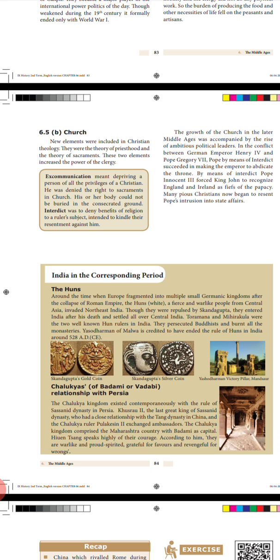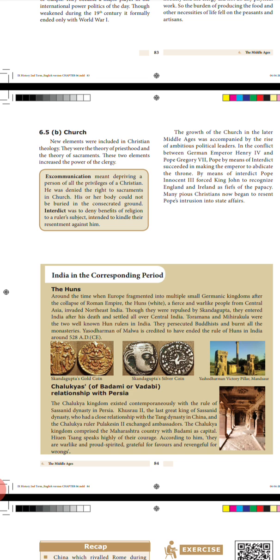The Huns were white-colored, fierce and warlike people from Central Asia who invaded northeast India. Though they were repulsed by Gupta rulers, Skandagupta defeated the Huns. They entered India after his death and settled all over central India. Toramana and Mihirakula, underline, were the two well-known Hun rulers. They persecuted Buddhists and banned all the monasteries. Yashodharman of Malwa is credited to have ended the rule of Huns in India around 528 AD.